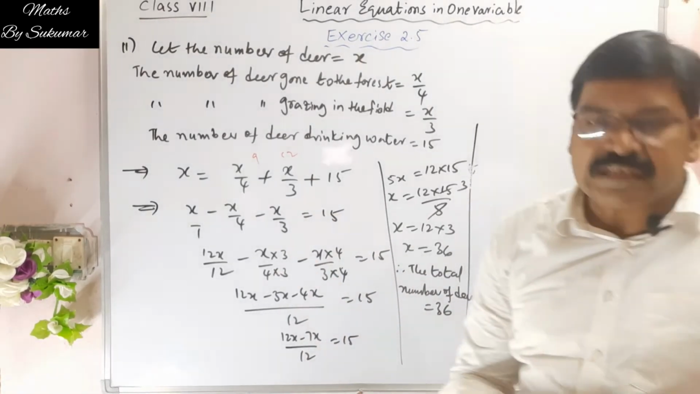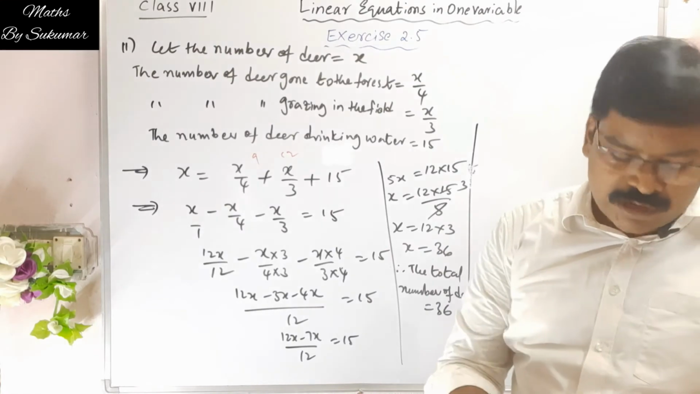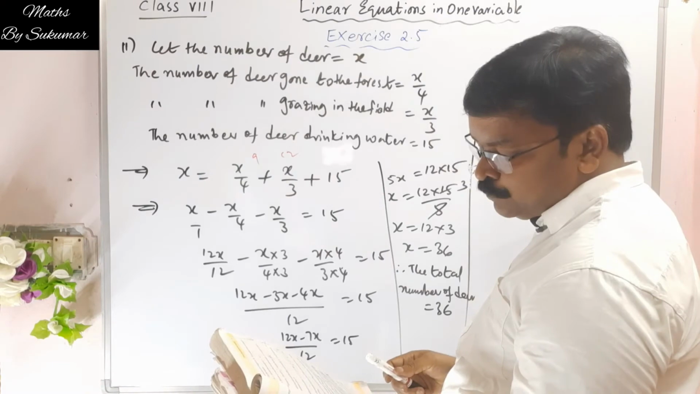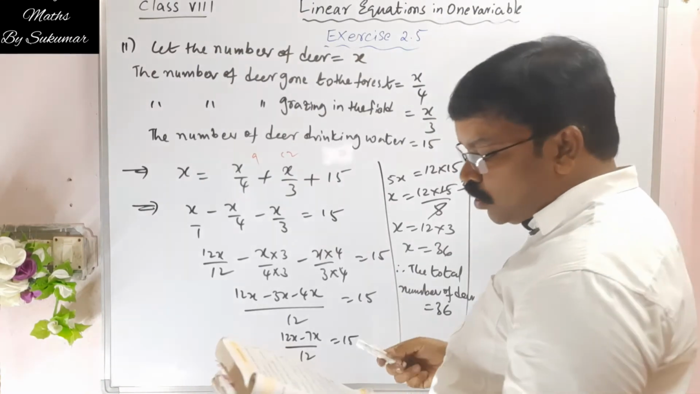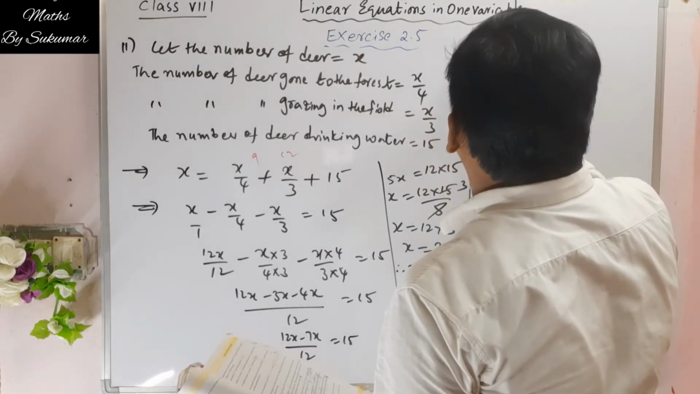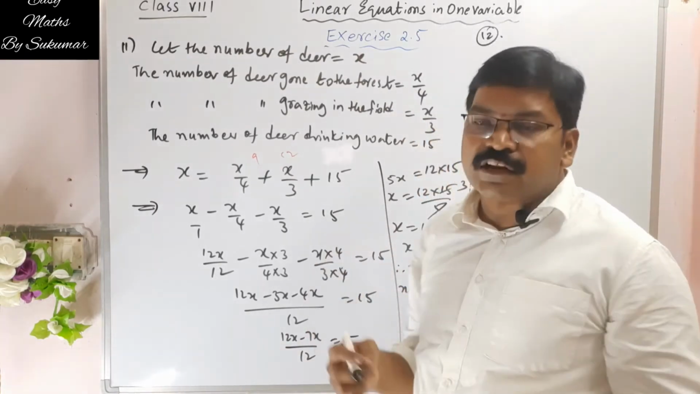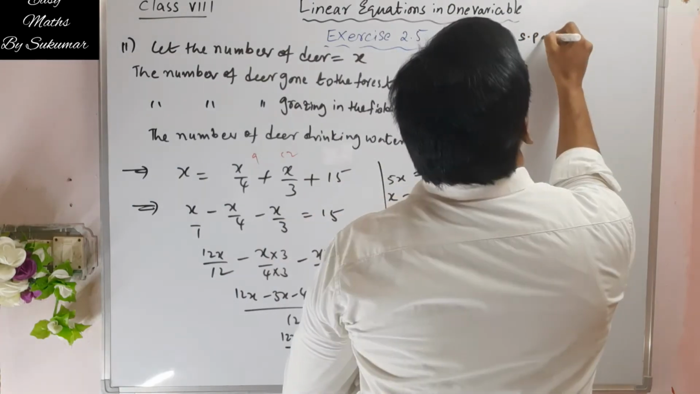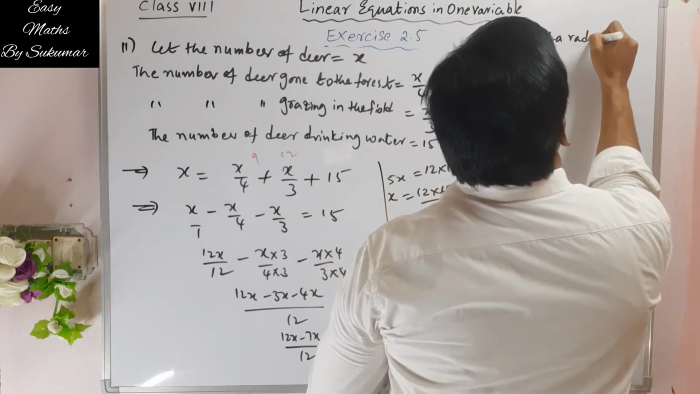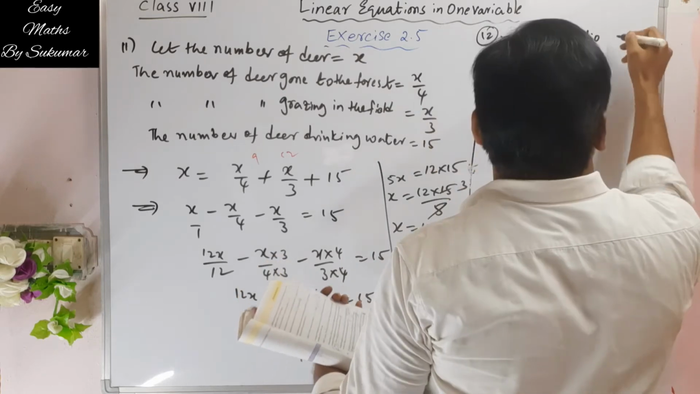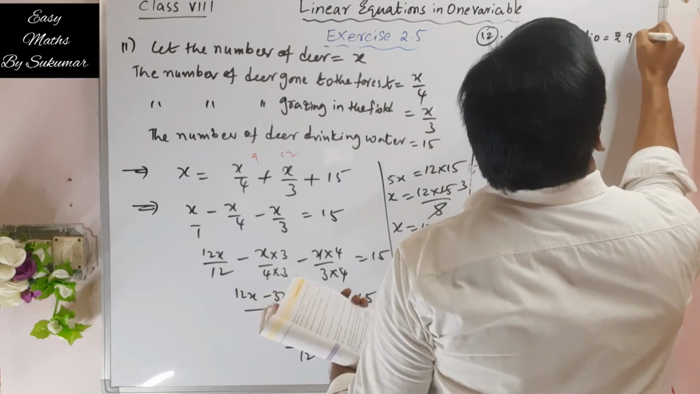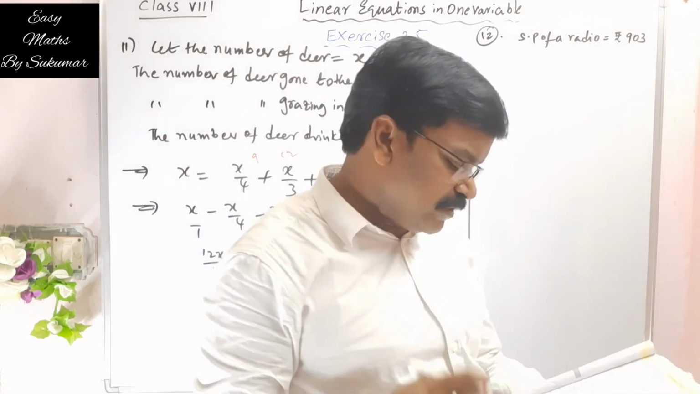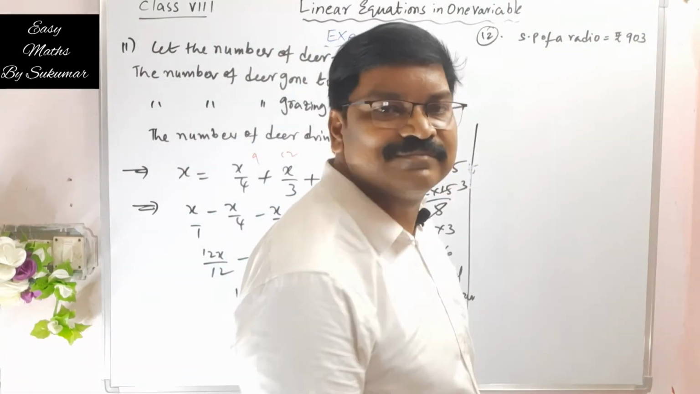Twelfth question. By selling a radio for 903 rupees, a shopkeeper gains 5% profit. Find the cost price of the radio. By selling a radio for 903 rupees, that means the selling price of the radio is given. Selling price of a radio is 903 rupees. The shopkeeper gains 5%. So we should find the cost price of the radio.